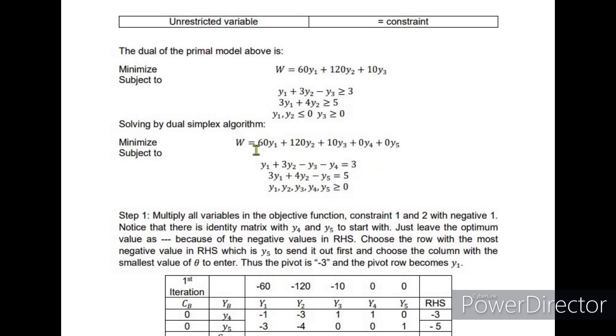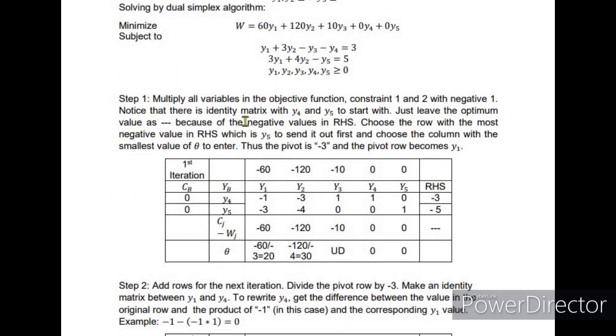So by solving it with the dual simplex algorithm, we will assume that y sub 1, y sub 2, y sub 3 up to y sub 5 should be greater than or equal to 0. For step number 1, multiply all variables in the objective function and constraints 1 and 2 by negative 1. So we will multiply it. That's why it becomes negative 1 here, negative 3, and positive 1, positive 1. And the RHS will become negative 3. The same for the second constraint, we multiply negative up to the RHS.